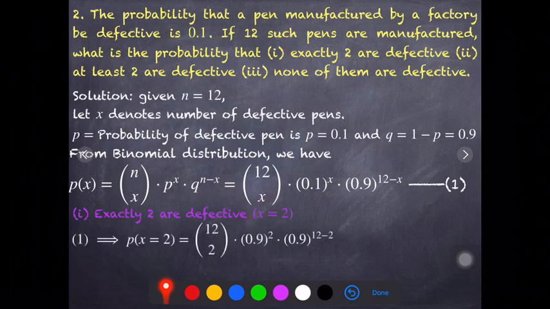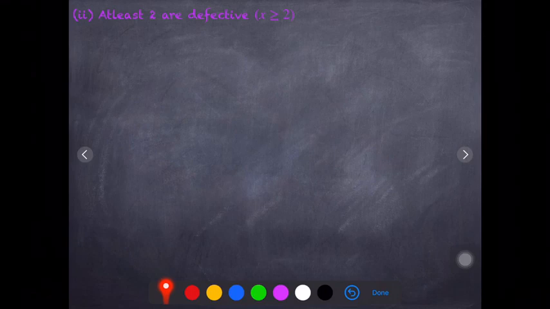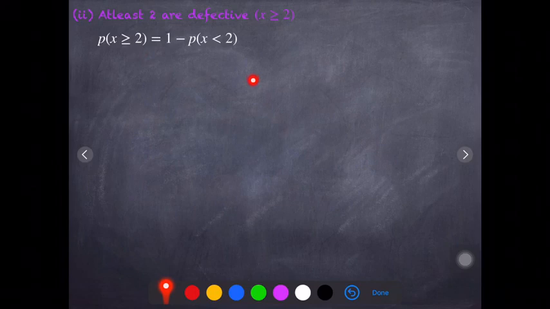Again from equation number 1, substitute the value of x equal to 2 and simplify using the calculator, we will get 0.2301. The second sub question is, at least 2 are defective. At least means greater than or equal to 2. Now P of x greater than or equal to 2 is there, and the total number is 12.